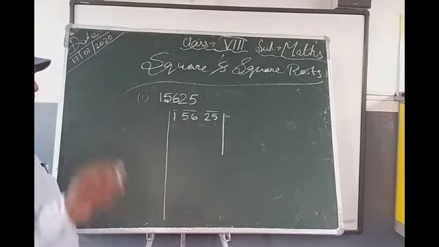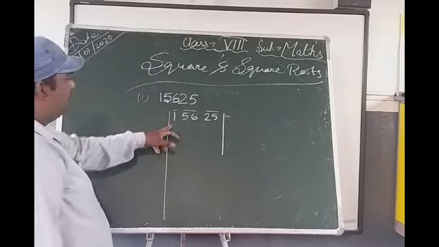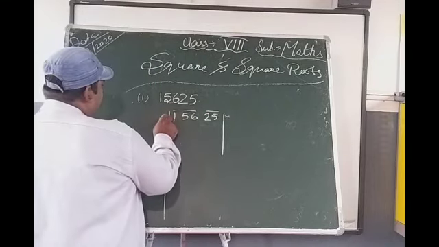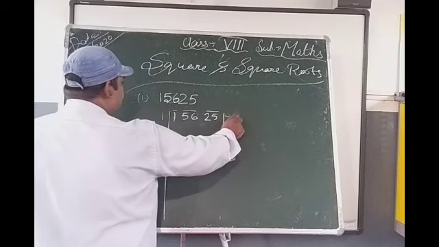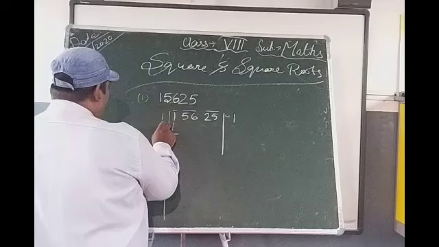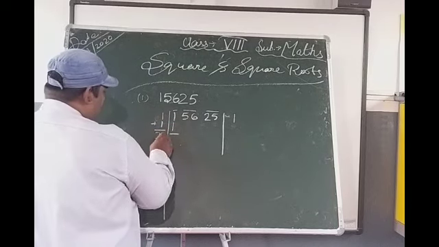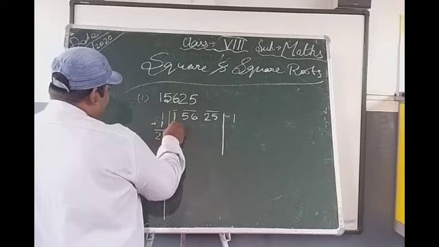Now the most important thing is how to do the division. Here is only 1. We will write the digit which, when multiplied with 1, gives 1. 1 into 1 is 1. And we will also add, so we get 2 here, and it will be subtracted.